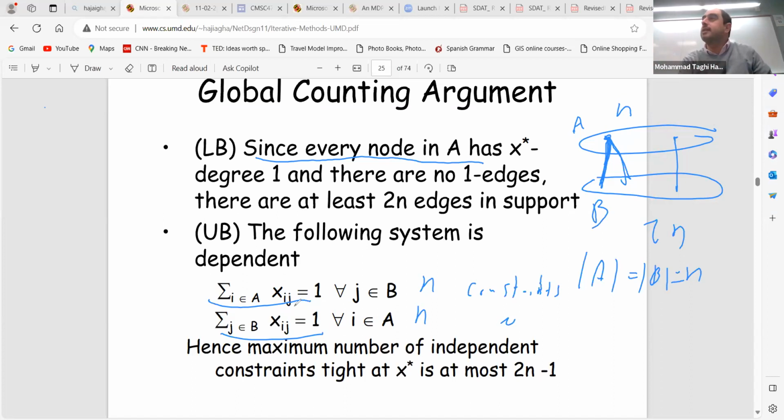Good, because this one says that the degrees of this are essentially this one. I can write both these constraints for A and B and then sum them up, or subtract, and then it becomes 0, because the tight constraints for A imply the tight constraints for B. So it means that I don't have 2n tight constraints. I can have at most 2n minus 1. Contradiction, I'm done.